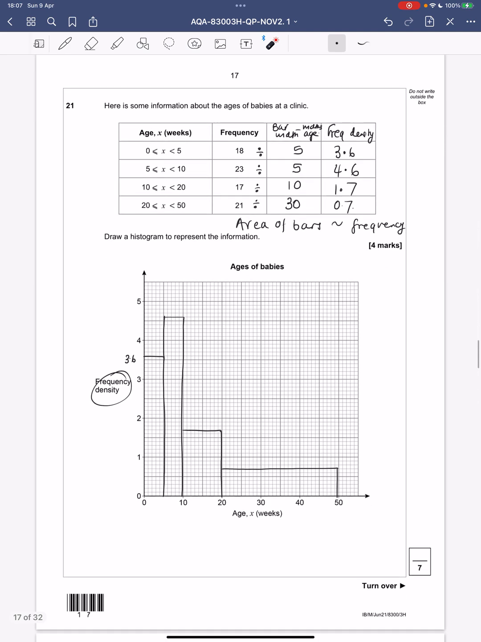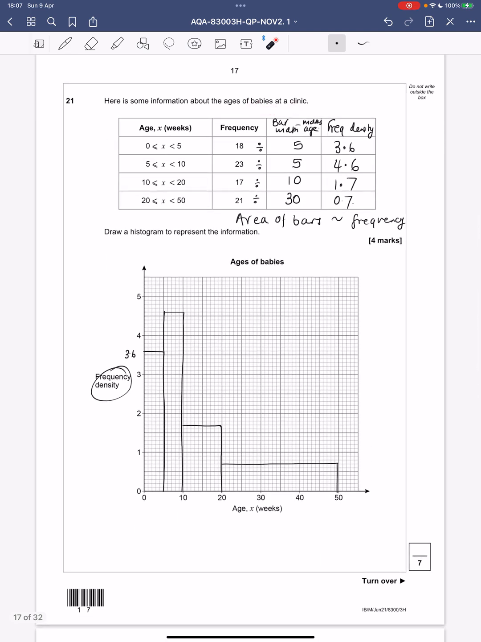21. Babies at a clinic. Information about ages of babies at a clinic. So the ages 0 to 5 weeks, 5 to 10 weeks, 10 to 20 weeks, 20 to 50 weeks. Frequency, that's how many were in the clinic.